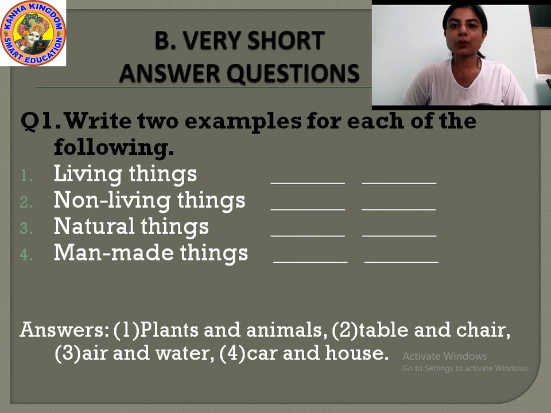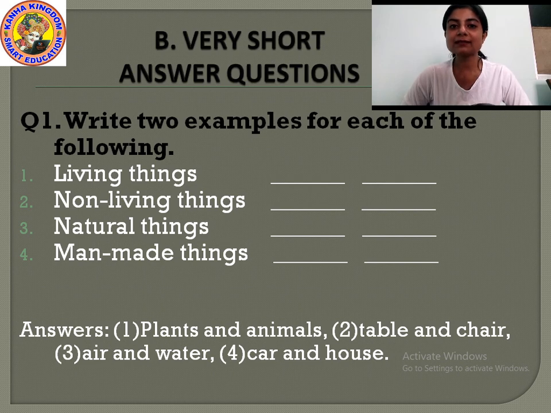Now our next question is very short answer questions. Question number 1. Write 2 examples for each of the following. Number 1 is living things. You write two examples, that is plants and animals.